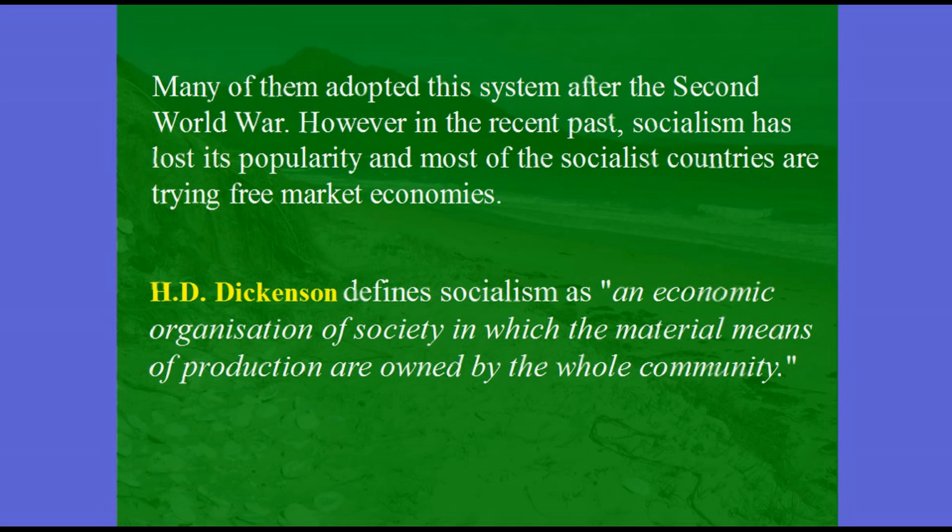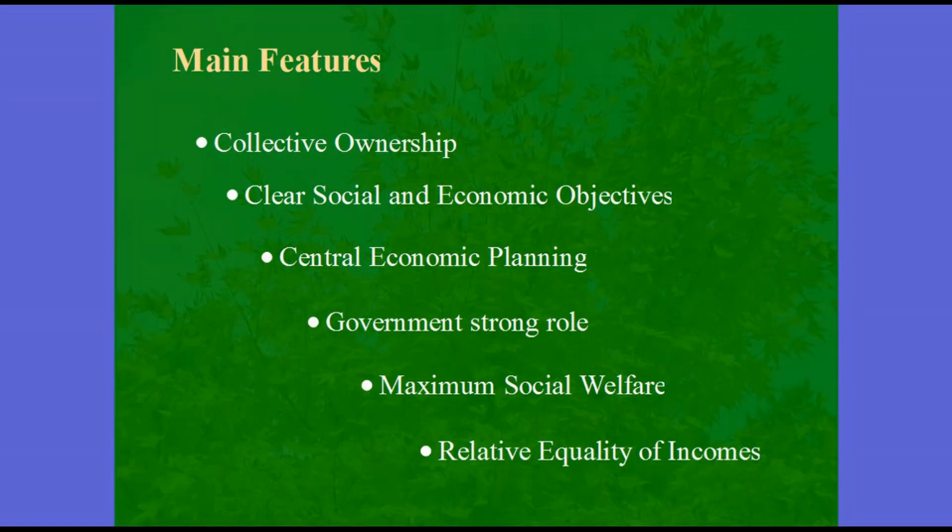Let us see some of the main features of the command economic system. Student, try to compare these features with the capitalism economic system. Here, in the command economic system, one of the main features is collective ownership. When you say collective ownership, all means of production are owned by the society as a whole, and there is no right to private property. It is one of the main features. Resources are owned by the society.